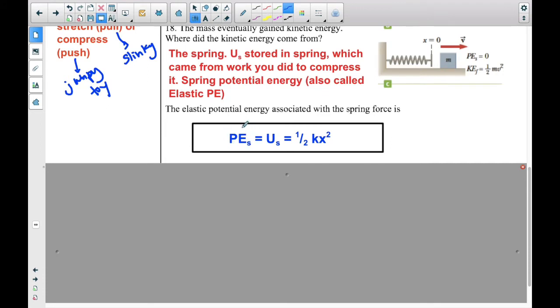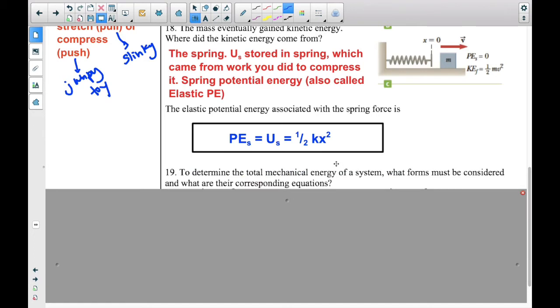Our book uses PE, that's potential energy. The AP likes to use U sub S, that is still potential energy, but the sub S means spring potential energy. Now look at this equation. The equation is a lot like 1/2 mv squared, but instead of an mv squared, we have a kx squared. And remember, k stands for the spring constant. That is a number associated with the spring that tells us how strong or loose that spring is. And x is how far you compressed it. How far did you smush it down or pull it out?